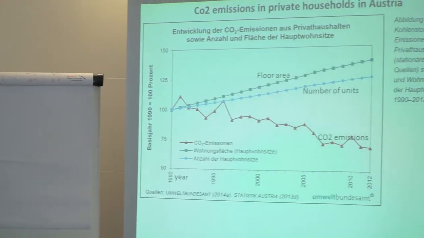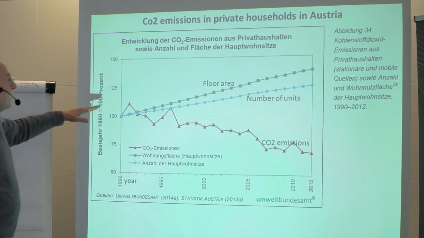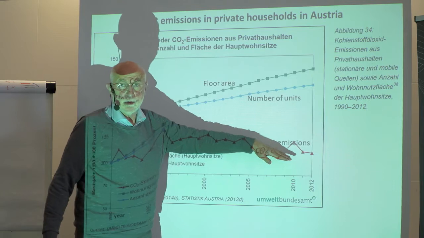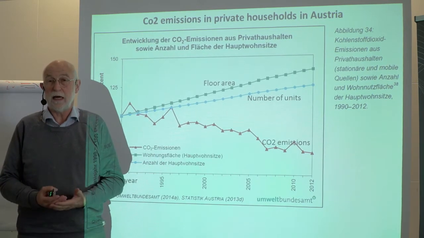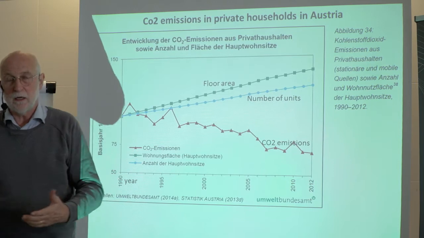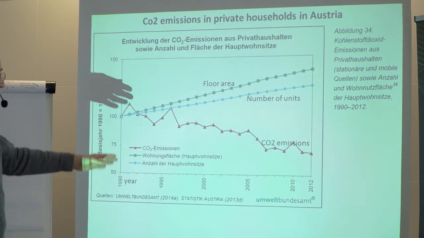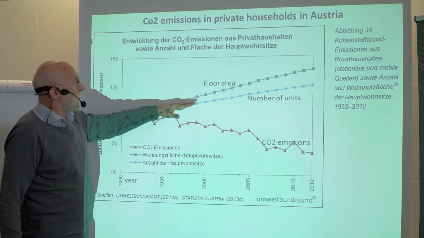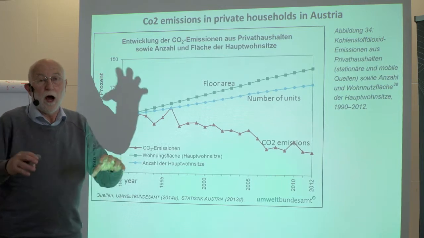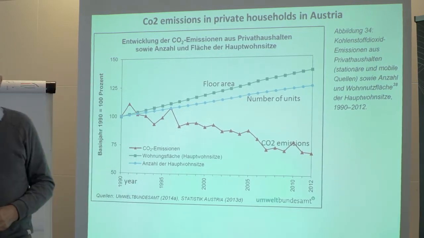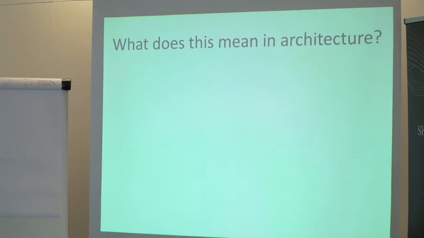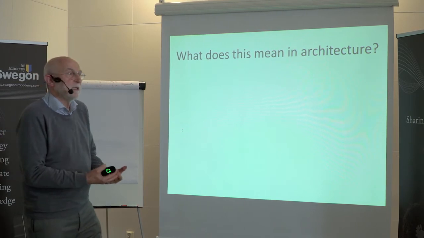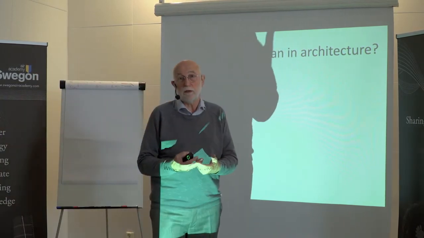This is a statistic from Austria. In Germany it's similar. We have an increasing number of units in the housing field, but the CO2 emission is going down. That says we have some success. It's not yet what we need, because we have to stop the CO2 emissions, but you see that it's quite successful. How can we do it in housing? How do we do it in Germany and in Austria? And what does this mean in architecture? Because I am an architect, and the architectural consequences are important for me.